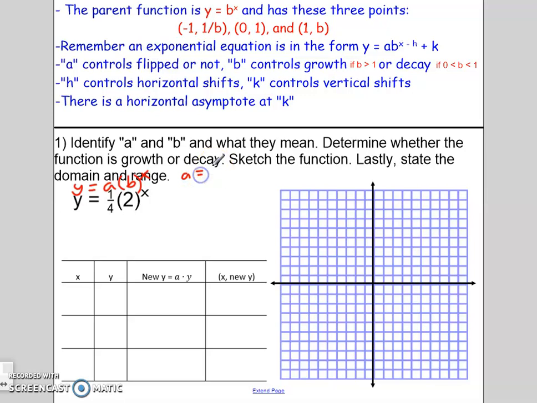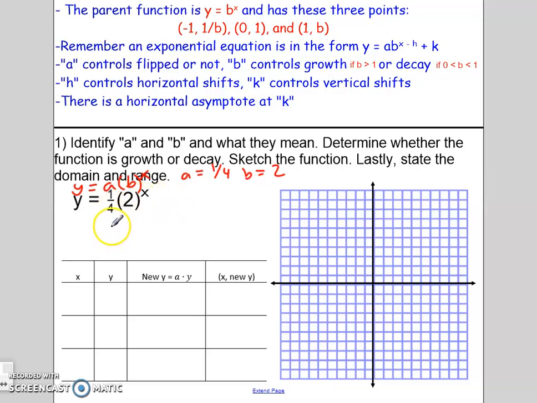So in this case, a is 1/4 and b is 2. So since a is 1/4, that means the y-intercept is at 1/4. Since b is 2, that means this is going to be a growth function, meaning we're going to expect it to rise as we read from left to right.